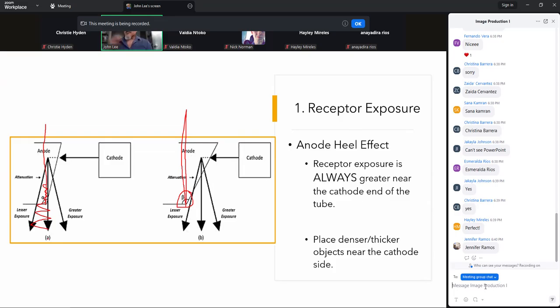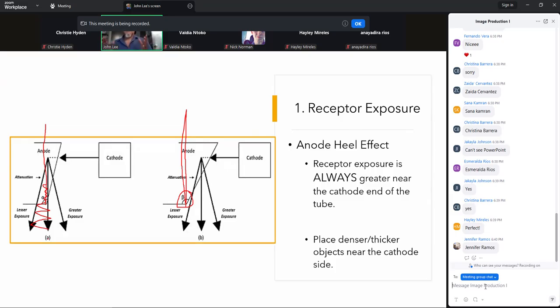Because of this, it's a good idea to position the patients with the thicker portion or the denser portion of their anatomy beneath the cathode. A perfect example of this would be with a chest X-ray or an APT spine.